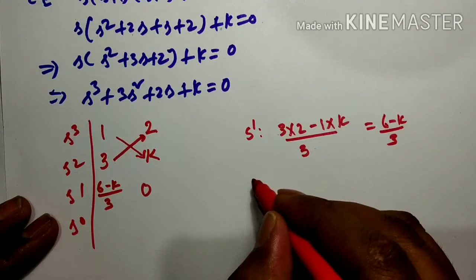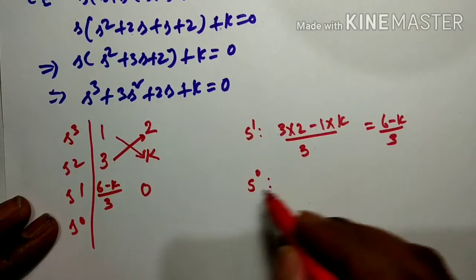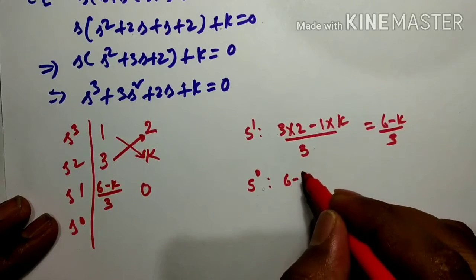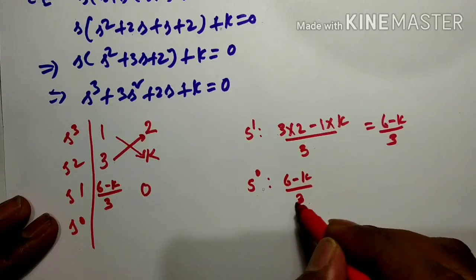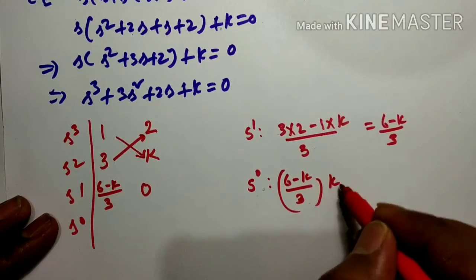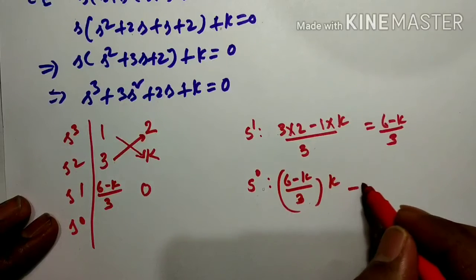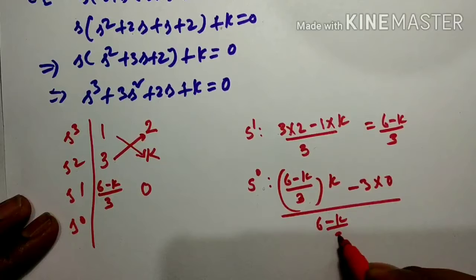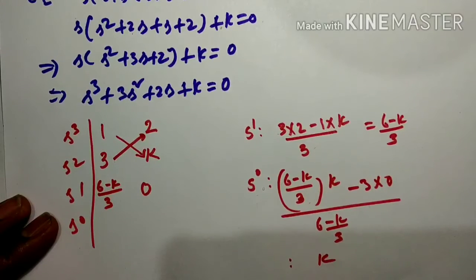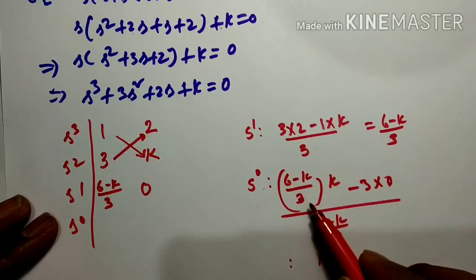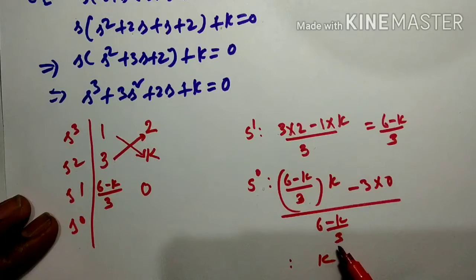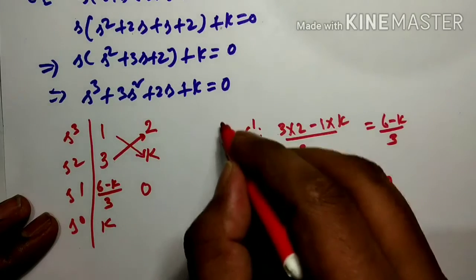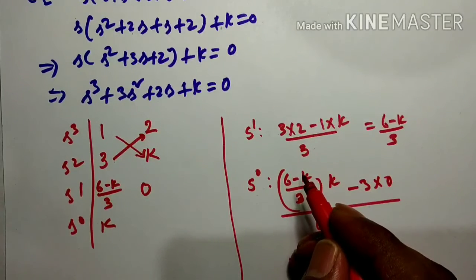Okay. Now the s power 0 coefficient we have to find. What is that? (6 minus k)/3 into k, minus 3 into 0, divided by (6 minus k)/3. So what do you get? You get the k value. So this becomes 0, and (6 minus k)/3 cancels with the other one. Both cancel and you get only k. So I have constructed the Routh array.